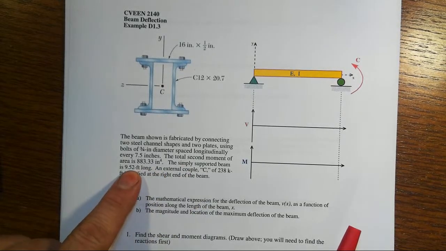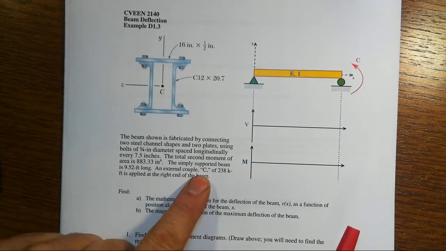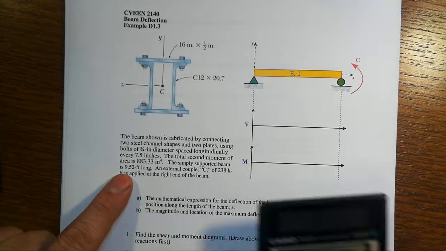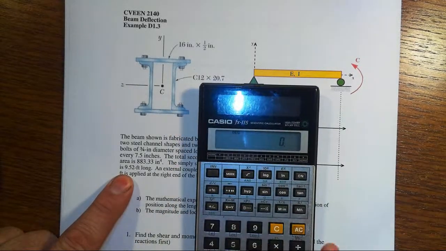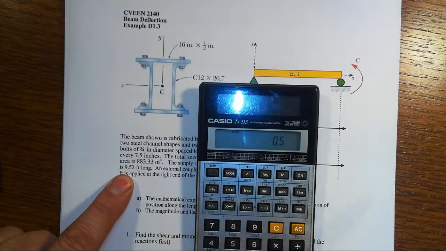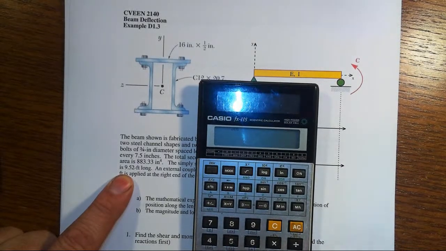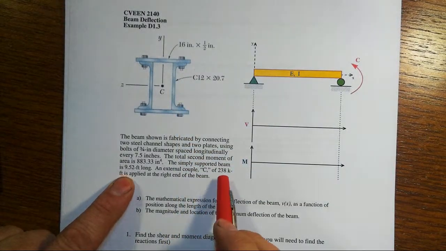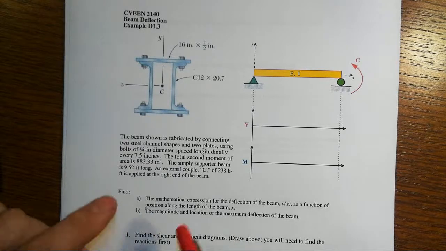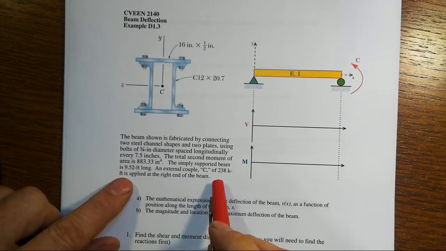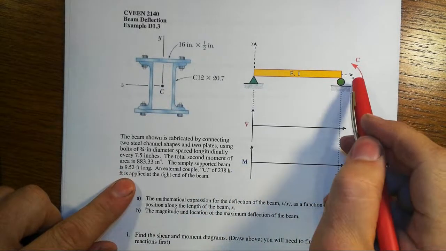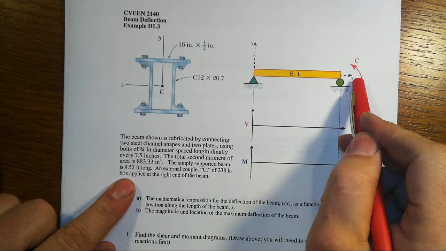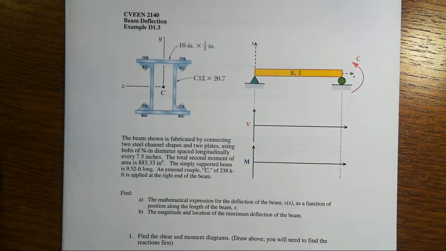The total length is 9.52 feet long. That's kind of a weird dimension, but architects sometimes do that. They don't like nice even feet. Let's figure out how many inches 0.52 feet is: it's 6 and a quarter inches. That's not uncommon. I see this all the time. That's the way things work out oftentimes. And we have an external couple of 238 kip-feet being applied to this composite beam.